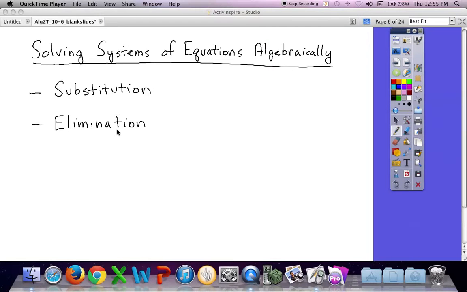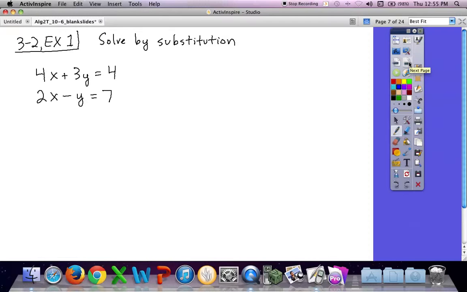Okay, there were two methods to solve systems of equations algebraically, and they are substitution and elimination. And we're going to do some. I'm going to show a few examples of using substitution and elimination with linear systems before we show using the same methods with nonlinear systems. The first example is in section 3.2, example 1.